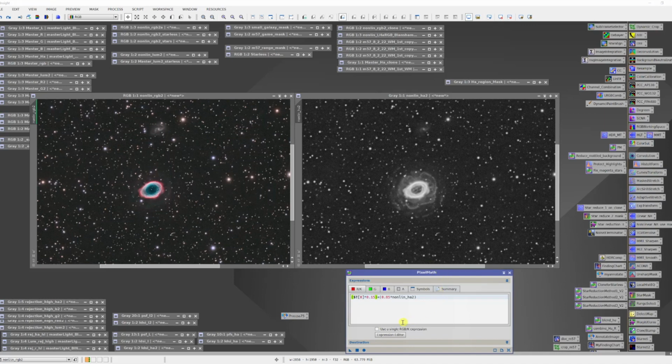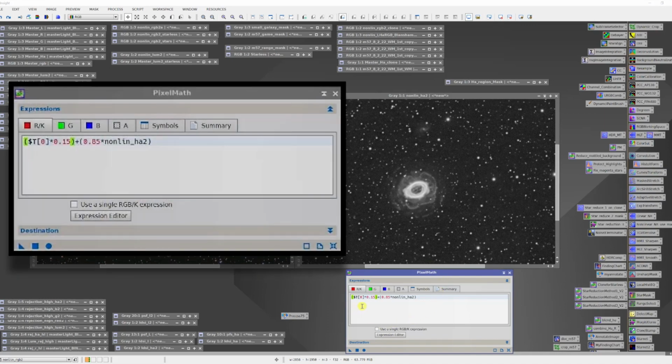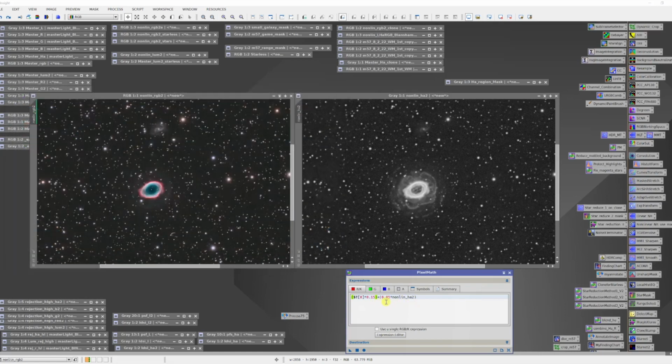And in PixelMath, I have an equation here where I'm basically saying I'm going to take the 0th layer of the target image, and in this case that's the red layer. I'm going to multiply it times a weight. Then I'm going to take the hydrogen alpha image that I want to use by name, and multiply that by another weight, and then I'm going to add the two together. And the idea here is you want these two weights to add up to 1. And so you're basically talking about what contribution you want each image in the final image to have.